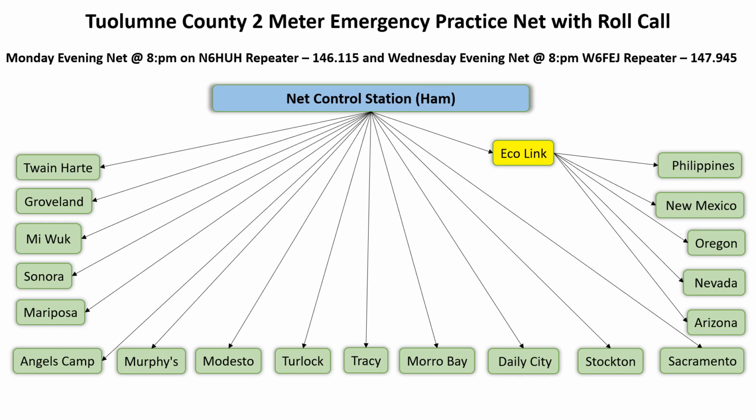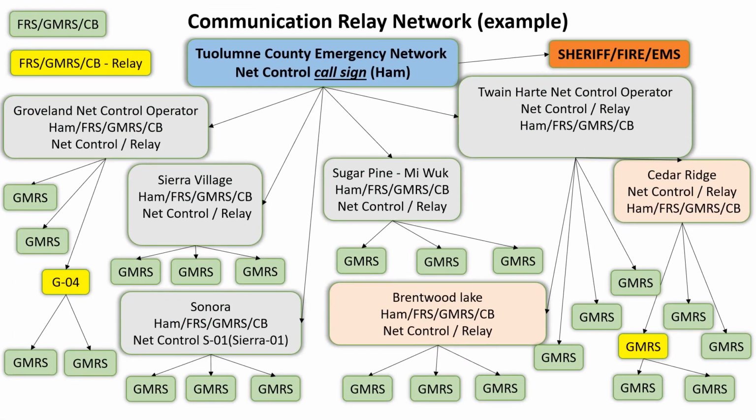Communication Relay Network. This example shows how different types of radios can be used in a relay system to send and receive information during an emergency. Ham operators act as a relay station to communicate with GMRS, FRS and CB radio operators. They can transfer critical information up the system using the emergency practice net methods and protocols.